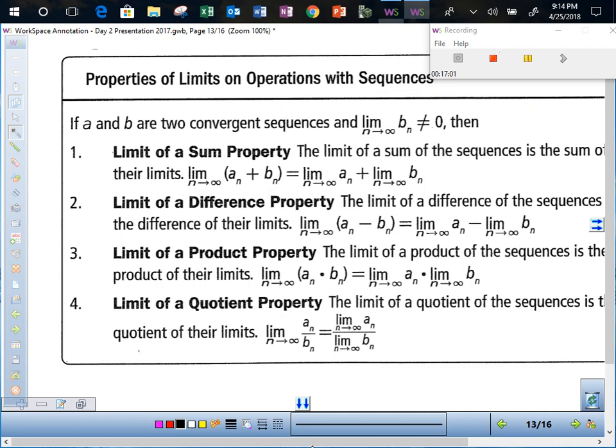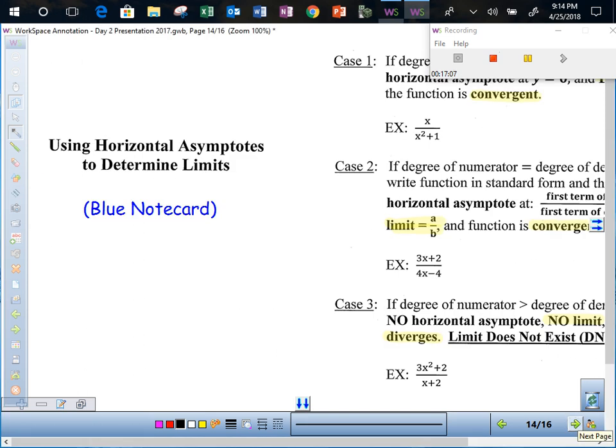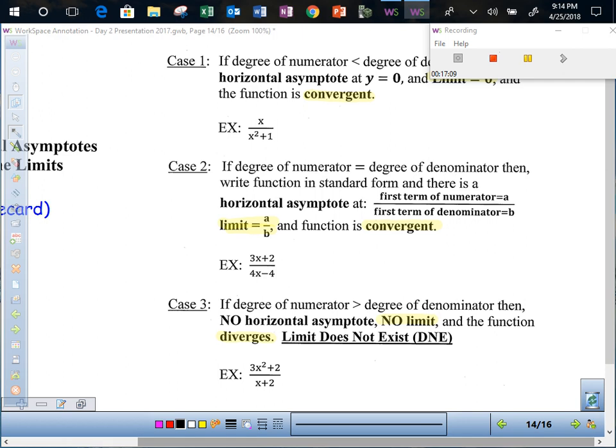Now, here's your note card material. The important things that I need you to know out of this would be this. There's 3 scenarios that's going to happen whenever you're looking for the limit. On the top one here it says this: if the degree of the numerator is less than the degree of the denominator. We've already done a couple of those, like 1 over n, 2 over n. Whenever the degree of the numerator is less than the degree of the denominator, your limit will always be 0. And that's said to be convergent.